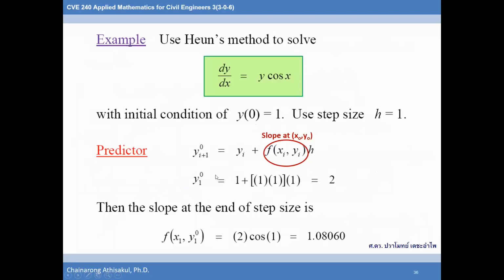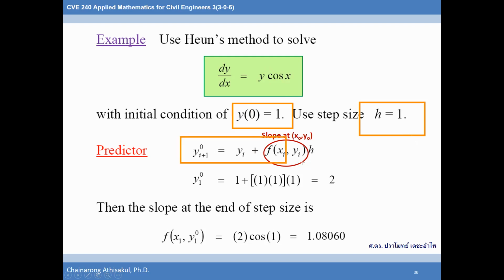Let's take a look at this example. It is the same example. We have this equation, so f of y is equal to y cosine x. We have the initial value, y at x equal to 0 is equal to 1, and we will use a step size of 1. So we start with the predictor equation, which is actually the Euler.